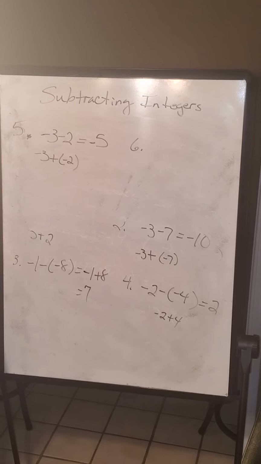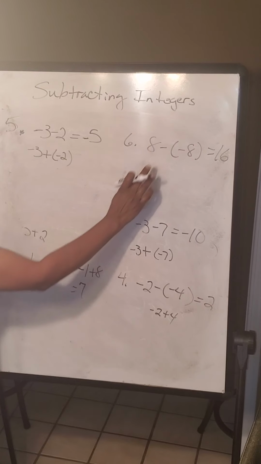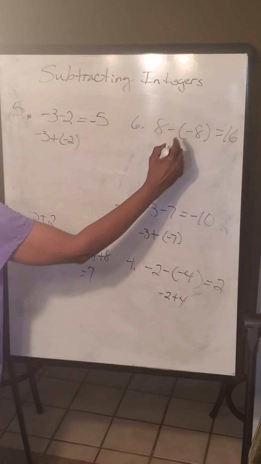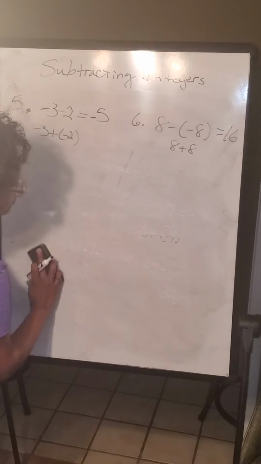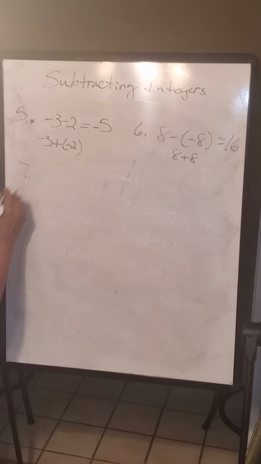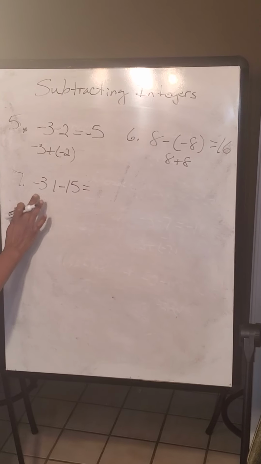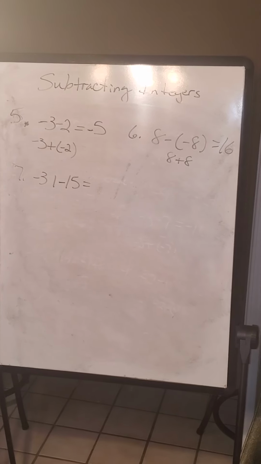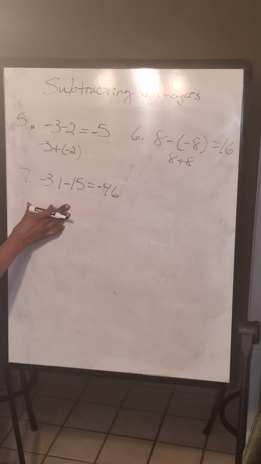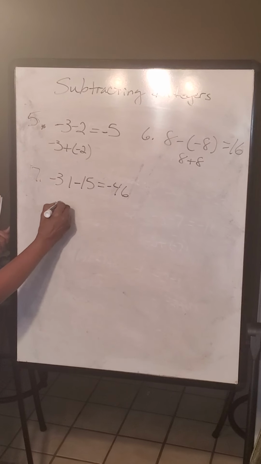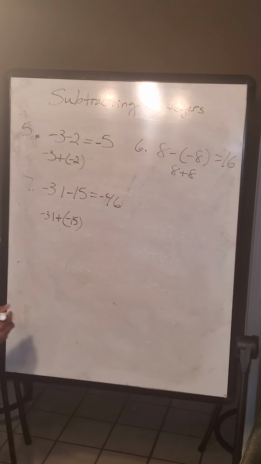Example 6. 8 minus a negative 8 gives me 16. Again, 2 dashes right together to subtract a negative 8, add its opposite, that's 8 plus 8. Example 7. A negative 31 minus 15. There's a dash in front of the 31, a dash in front of the 15, both are negative. I'm going to combine and get a negative 46. Again, if you can't see that, the rule tells me to subtract 15, add its opposite. The opposite of 15 is a negative 15.